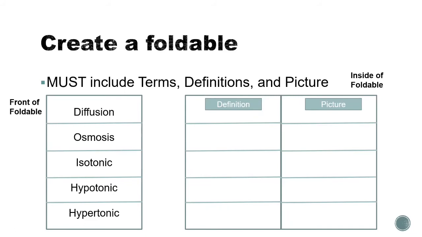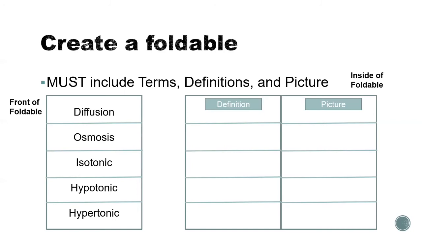And then on the right-hand side of that paper, you're going to show me a picture that would represent it. So whatever creative outlet you want to use on that one, you can use some of the photos that I've used in my notes to help you out a little bit. But however you choose to represent those words diffusion, osmosis, isotonic, hypotonic, and hypertonic, make sure you go ahead and do that for a picture on the inside as well.